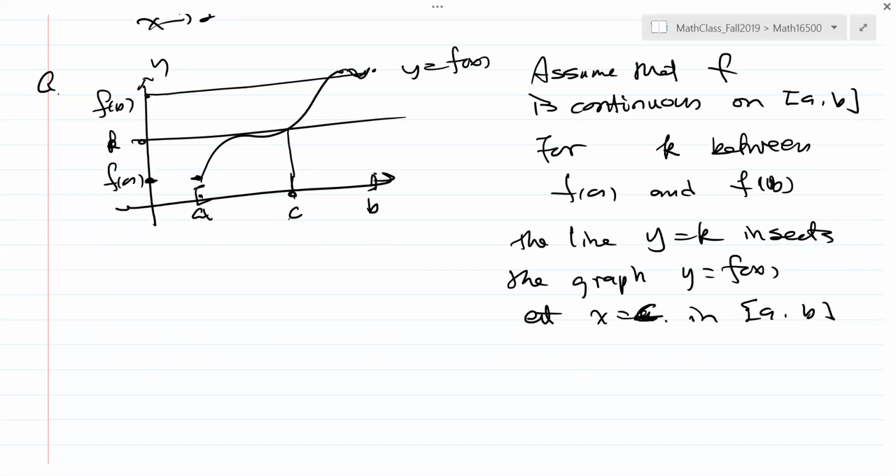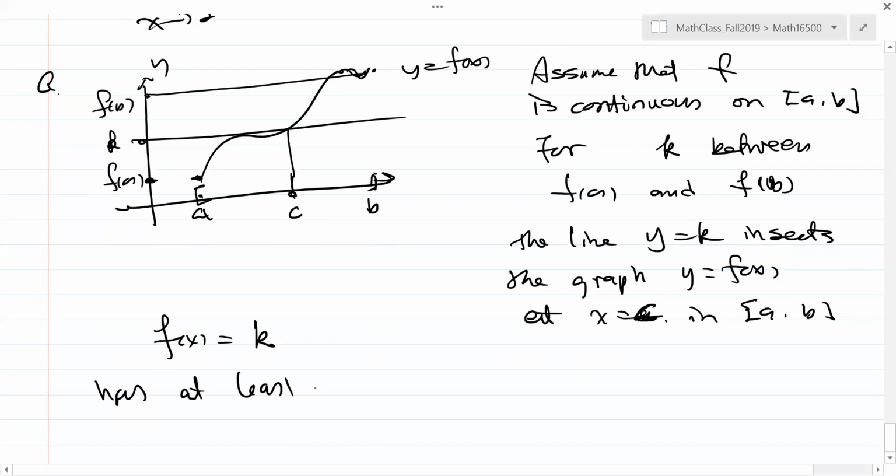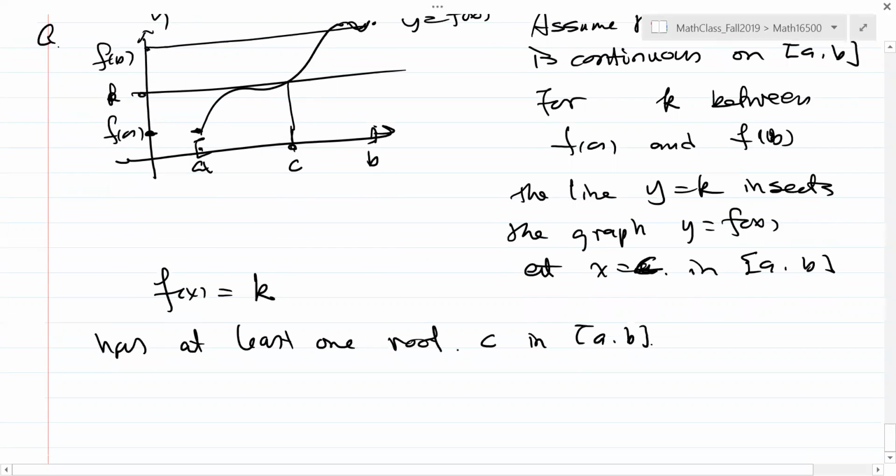Okay. Now let me explain this. What does that mean, intersects? Intersects really means f of x equals k has at least one solution, one root, c, in the interval from a to b.